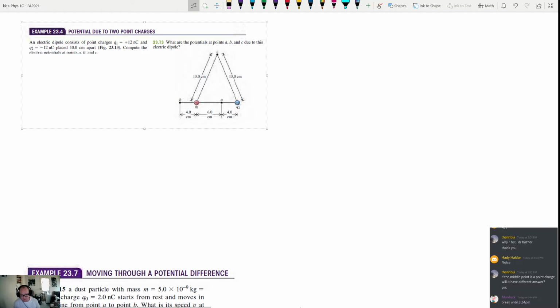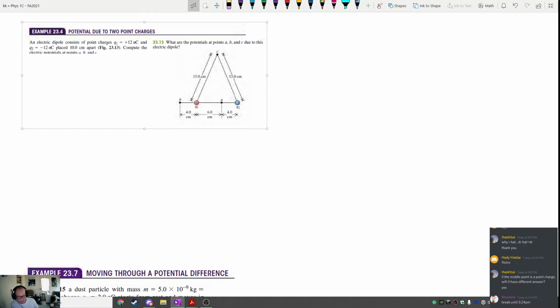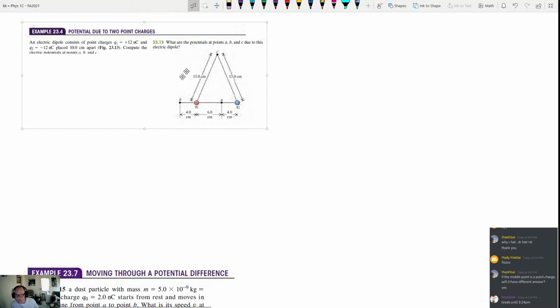Okay. This is the third and final hour of Physics 1C for September 27th. We're going to continue talking about electric potential. We're going to look at some examples, and eventually we'll look at the connection between electric potentials and electric fields that you can find using something called a gradient.